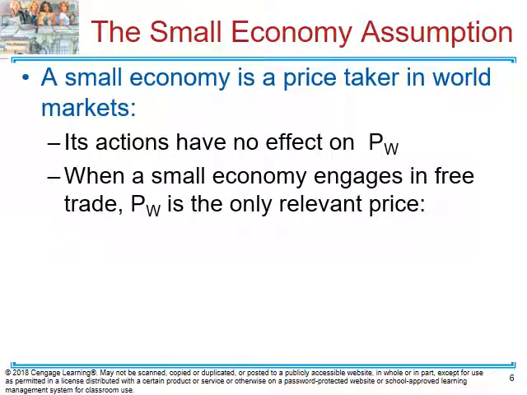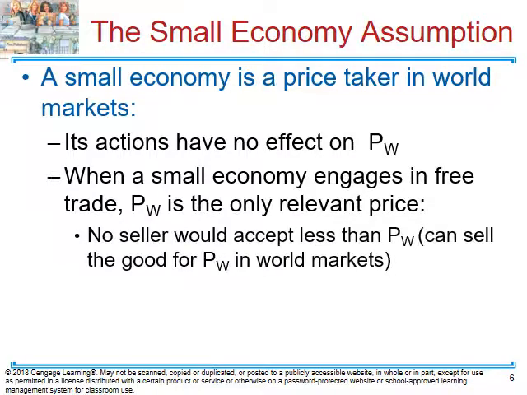And when a small economy engages in free trade, the world price is the only relevant price. No seller would accept less than the world price, and so the world price is basically the prevailing price, and the small economy will take that price as given.